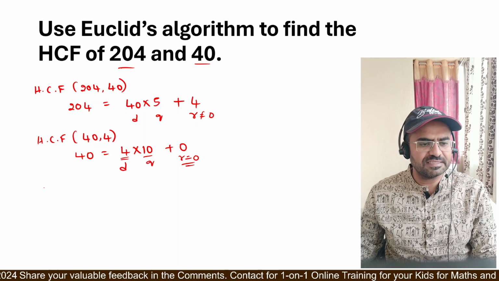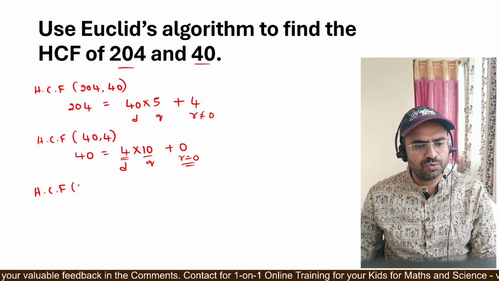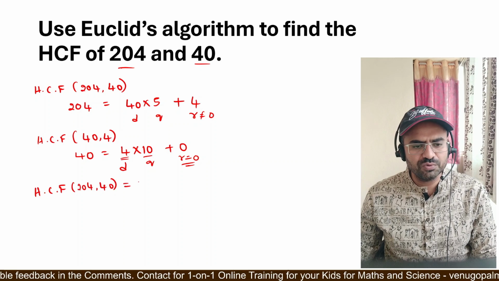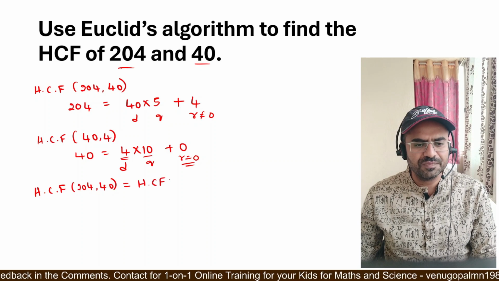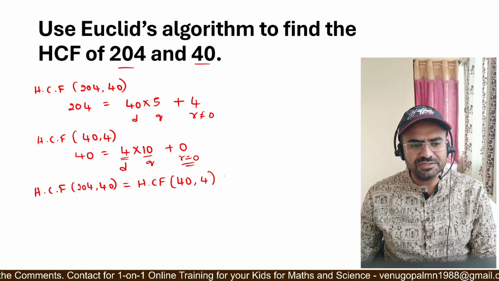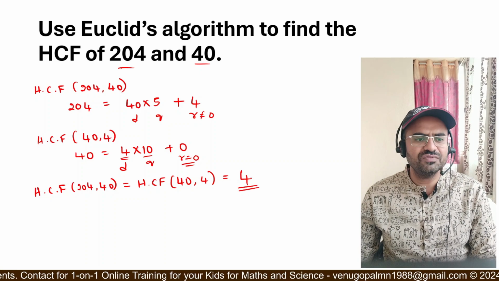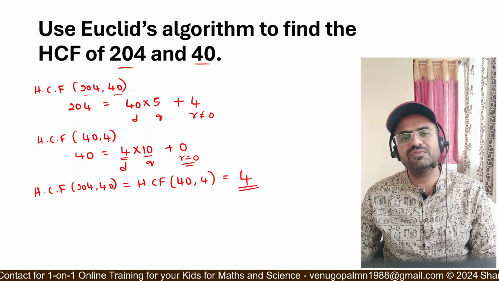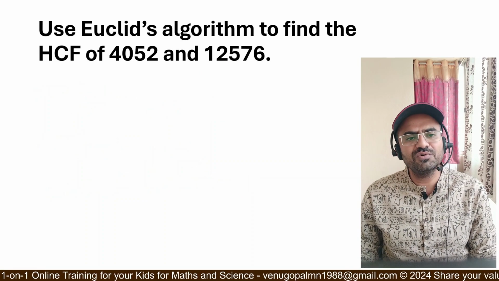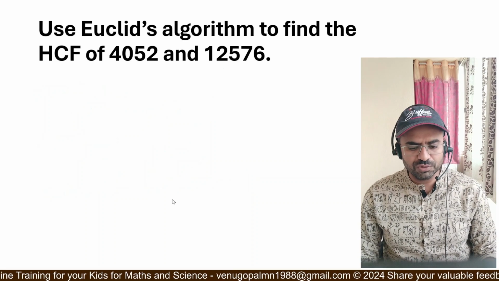The value of D as HCF. So HCF of 204 comma 40 is equal to HCF of 40 comma 4, which is equal to what, guys? It is 4. The highest number which can divide both 204 and 40 would be 4. This is your HCF.